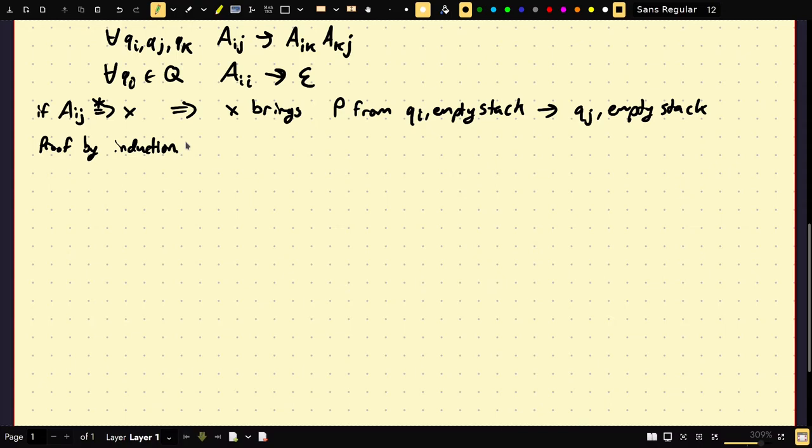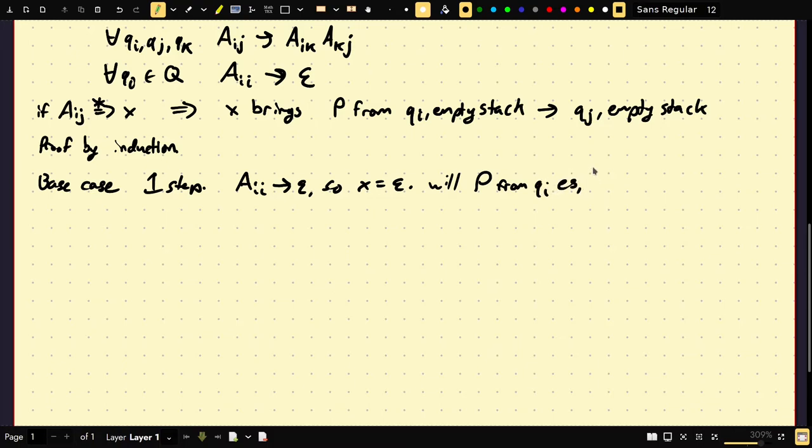Why? You start off with a start symbol on your work tape, and then you have to return a string. You have to return something. You can't return the start state. So you have to do at least one production, right? So the base case is one step. Which productions can we choose that end in one step? AII produces the empty string. So X must equal the empty string. And the empty string brings P from QI with an empty stack to QJ with an empty stack, right? It doesn't bring it anywhere at all. Therefore, the base case holds.